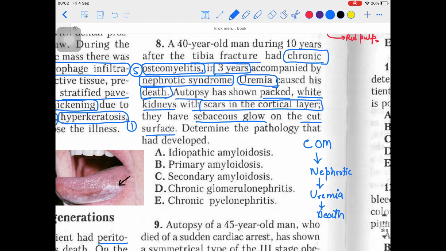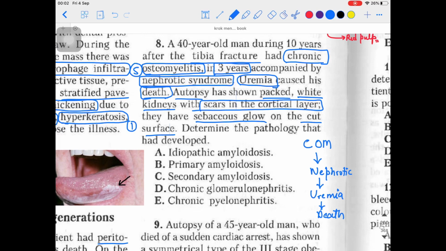So if the kidney damage is happening because of some history of inflammatory bowel disease or some kind of chronic inflammatory condition or chronic infection, then it is giving you the hint about secondary renal amyloidosis.